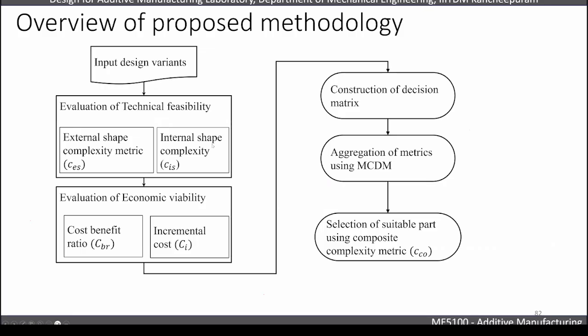And we wanted to basically develop a methodology wherein we could construct a decision matrix with the help of these four metrics: external shape, internal shape, incremental cost, and cost benefit ratio, to make a decision whether to go for AM, which is going to be sustainable, energy efficient, and also technically feasible, right? So we can choose a composite complexity metric and aggregate that metric.